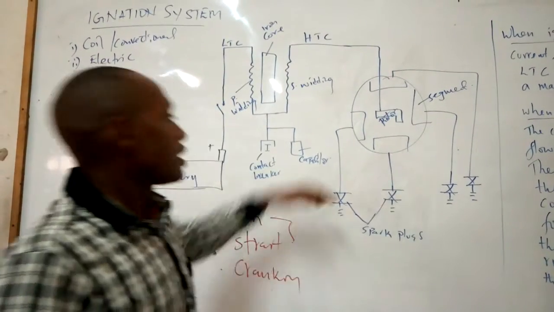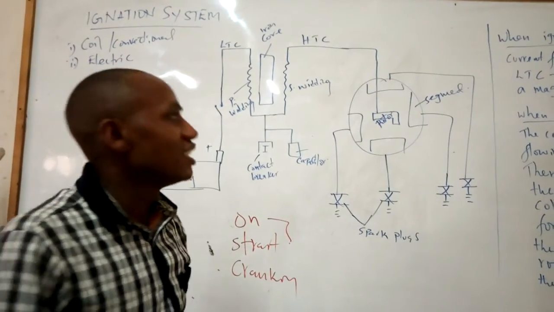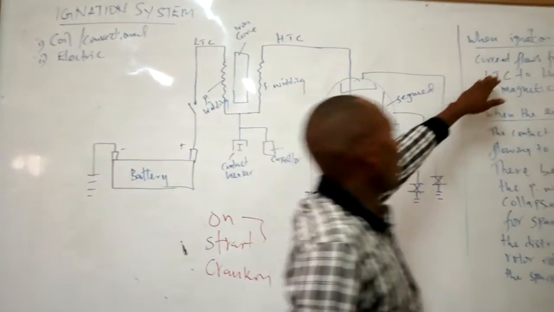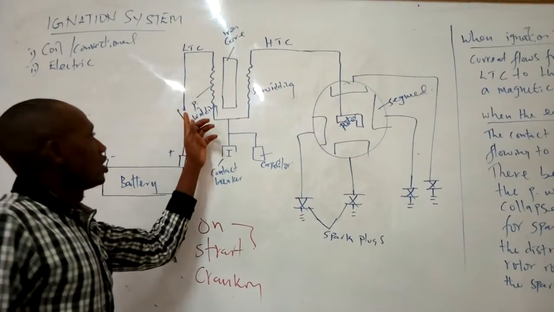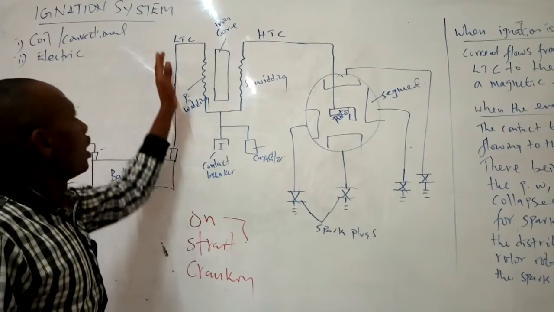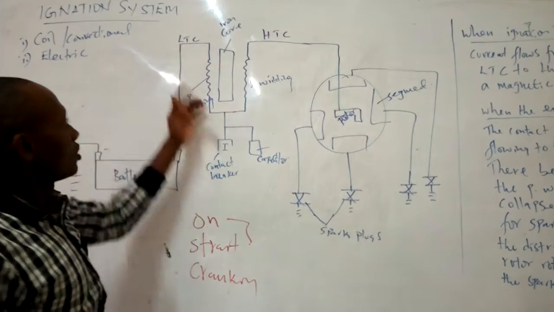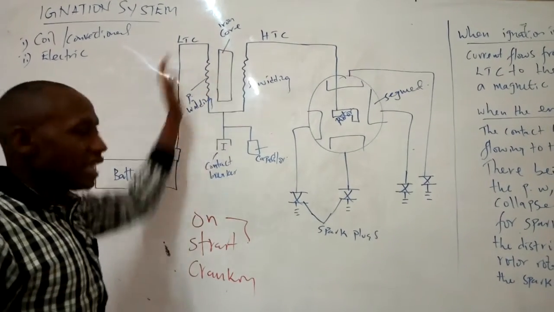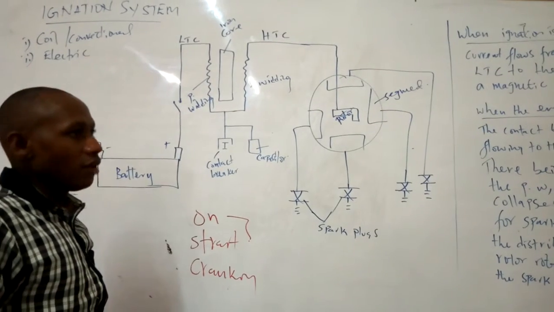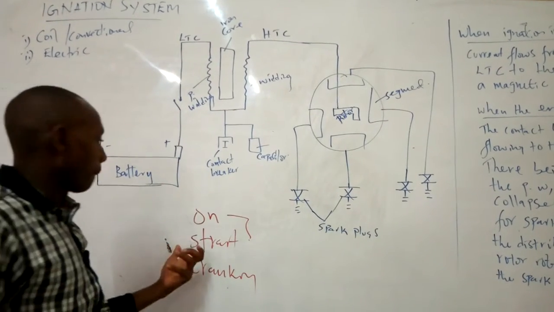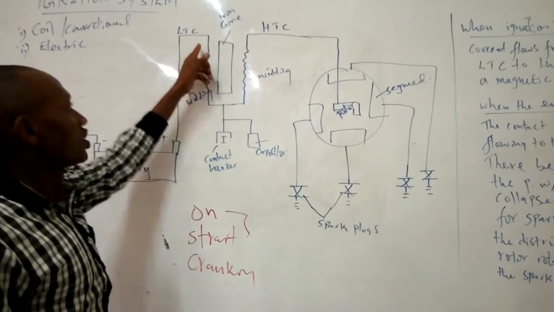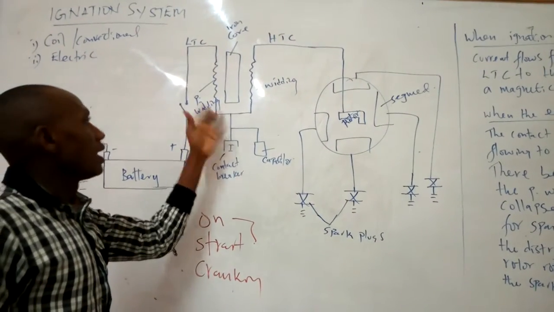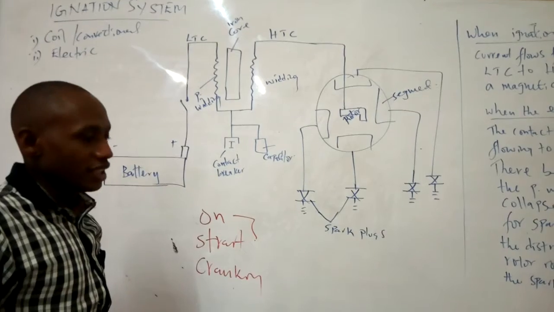Now, let us see what happens when the engine is on. Once you put the engine on, the current flows from the battery through the ignition switch or ignition key and the low tension cables to the primary winding, creating a magnetic field.